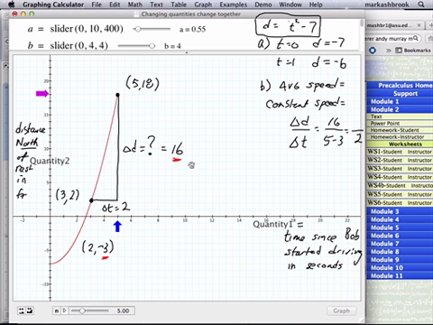Okay, so it's 16 over 2. Average speed, 8 feet per second.